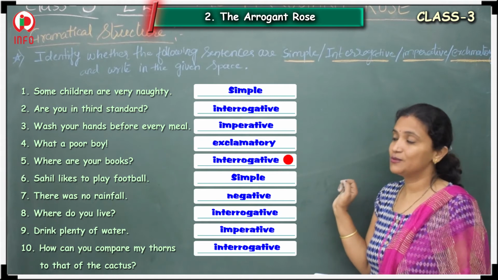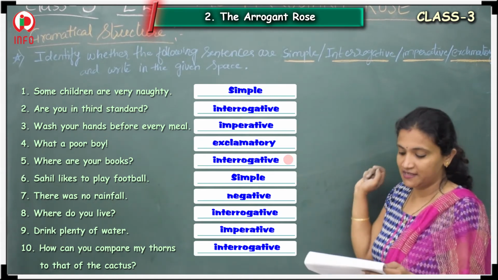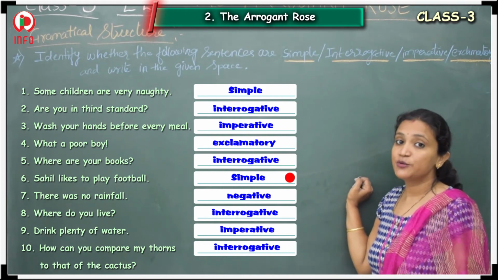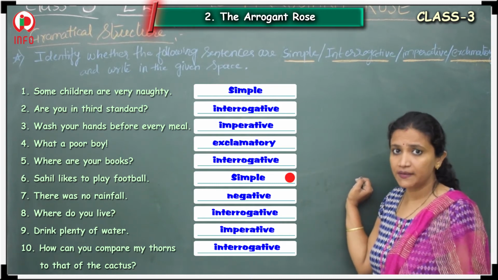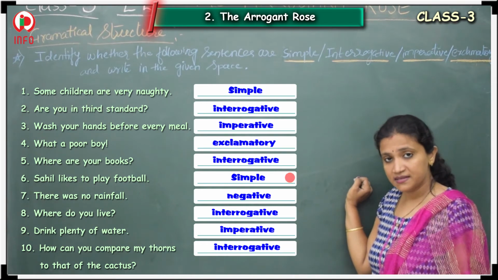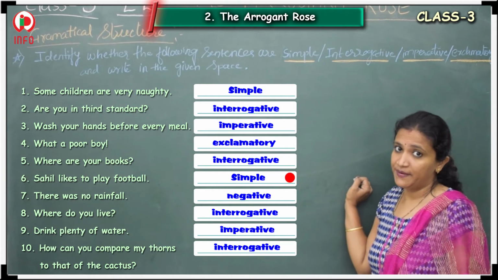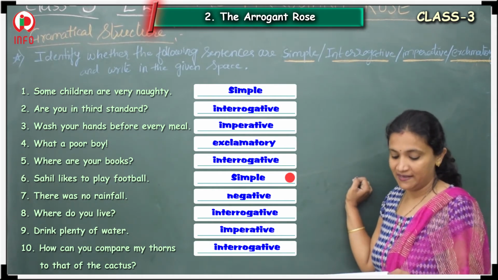Again, question mark. So when the question mark comes, what kind of sentence? Interrogative sentence. Yes. Next one, Sahil likes to play football. What does Sahil like to play? He likes to play football. Do you see any question mark, exclamatory mark or negative word? No. S is capital and there is a full stop at the end. So it is a simple sentence.